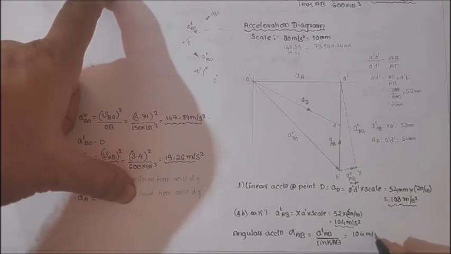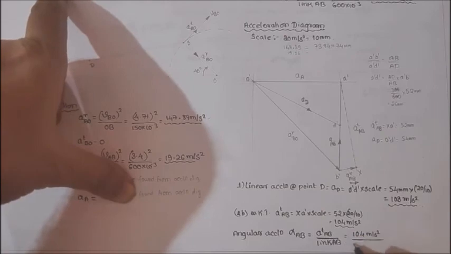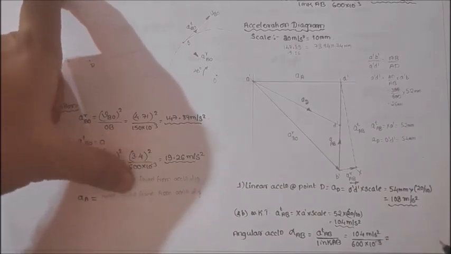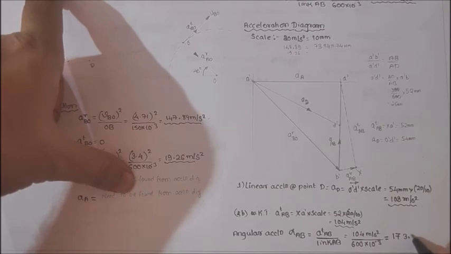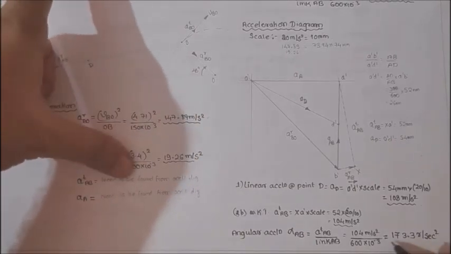meter per second square by our link. We are having link AB. AB link already known, that is 600 into 10 to the power minus 3. So it is angular acceleration, so it will be nearer to 173.3 radian per second square. So this is the answer.